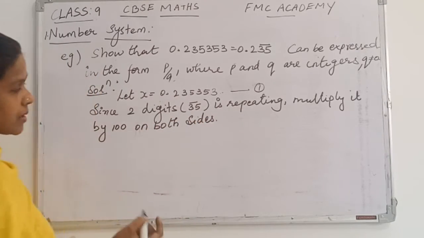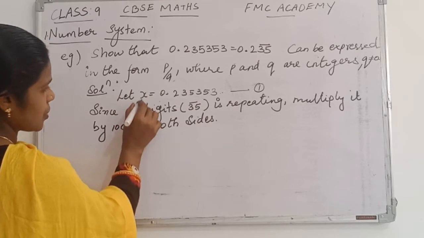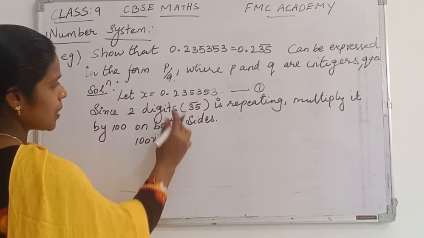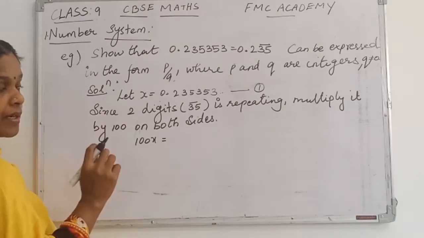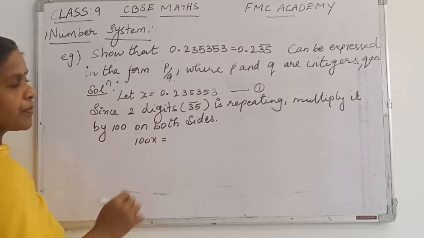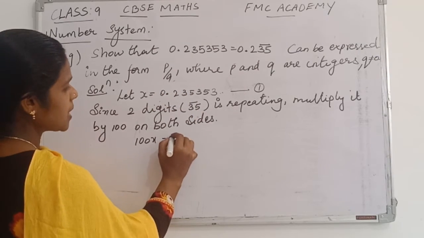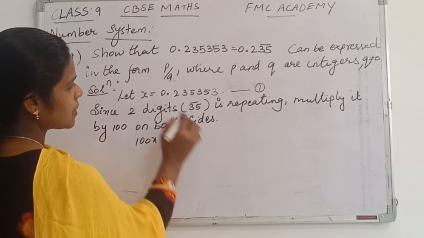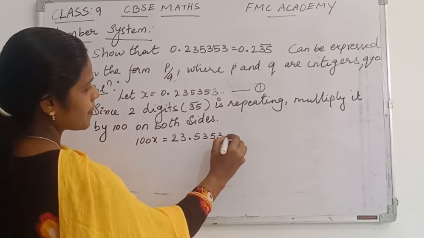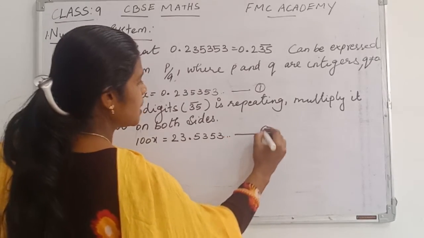Okay, let us take this sum now. Here when you multiply it by 100, you will get 100x is equal to... Now just see, 100 means this point will be shifted after 2 digits. It means it will come after 3. So you will be having 23 point, here I am getting 5353. So this you will give equation number 2.